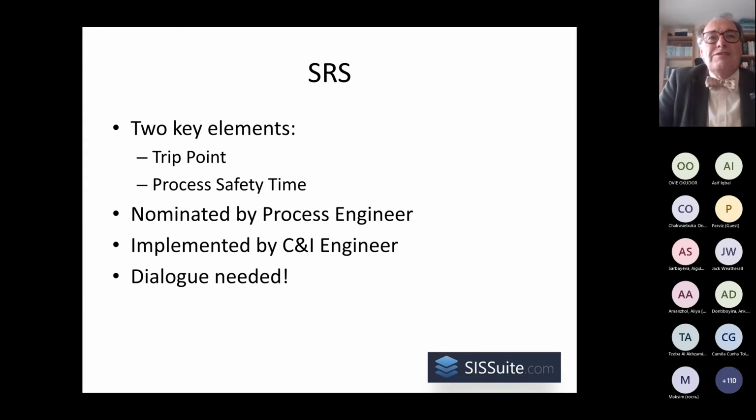So rather than just have them throw the specification over the fence, as it were, and leave the C&I engineer to cope, it's important that if there are challenges in implementing those requirements, there should be that dialogue between the process engineering department and the C&I department to explore the significance of these specifications and what the possibilities might be, rather than to just unquestioningly implement the specification that's given.